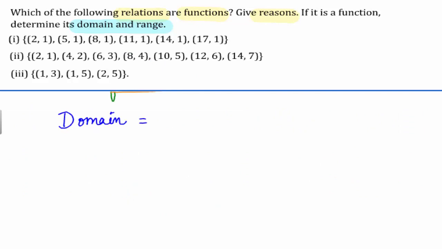We know that domain is the set of first elements of a relation. So here domain will be equal to, that is, the elements of the domain will be 2, 5, 8, 11, 14 and 17.